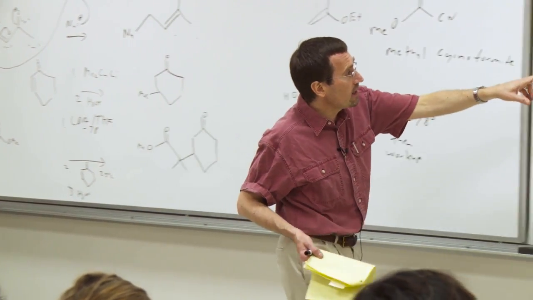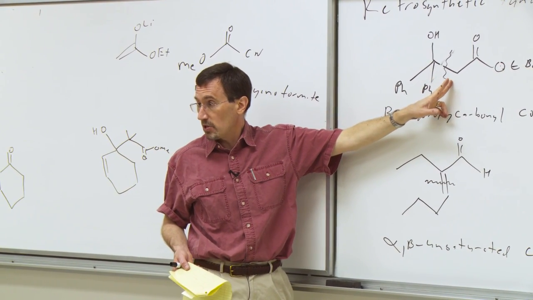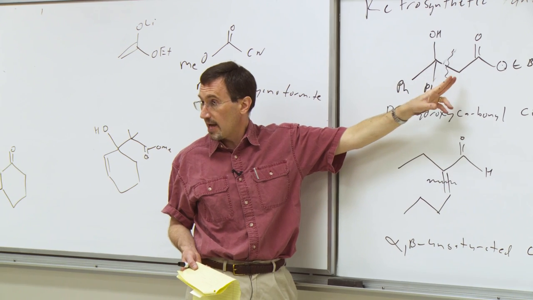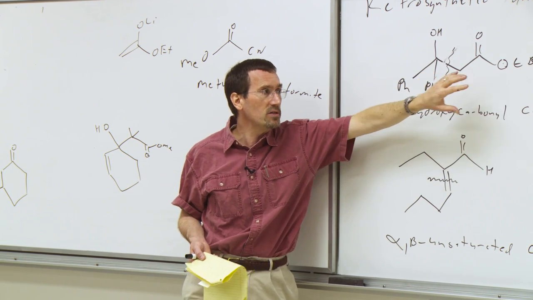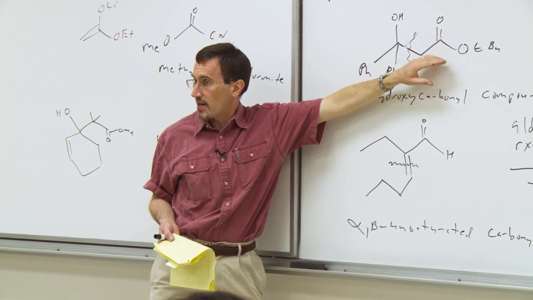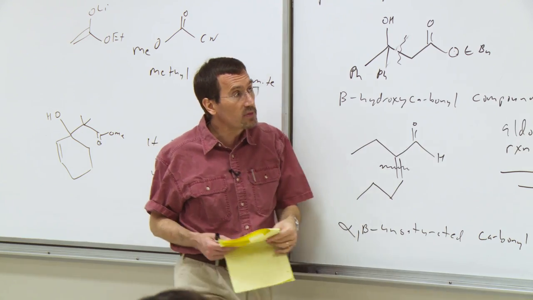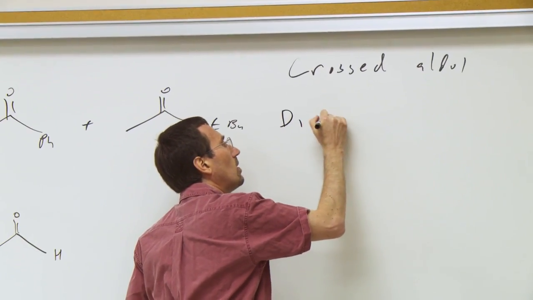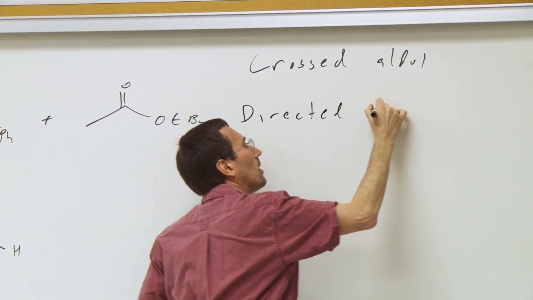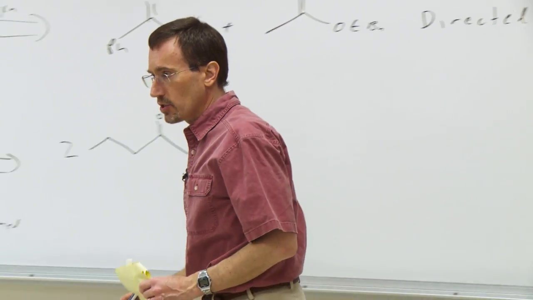Now, in this particular example, I used a non-enolizable ketone, but I could have used an enolizable ketone. I could have used an aldehyde for this component. For this component here, I could have used another ketone. And so here we're having sometimes what you would call a directed aldol, where the LDA is providing a direction.